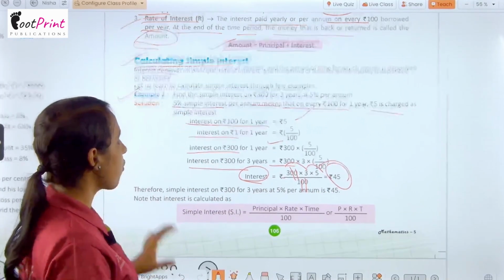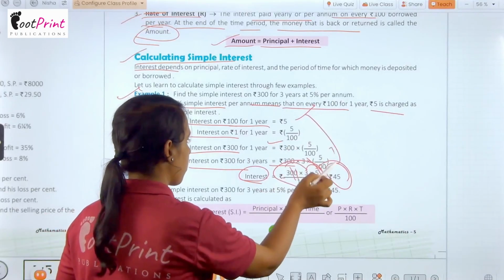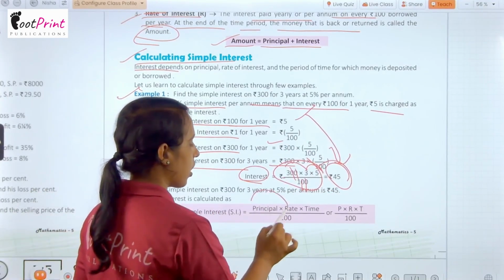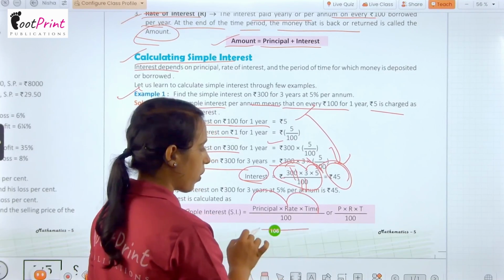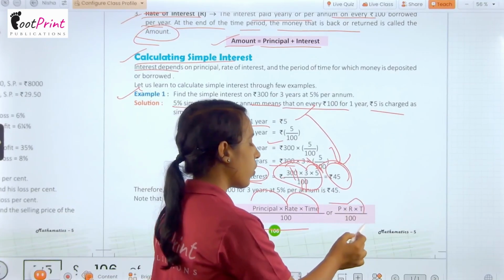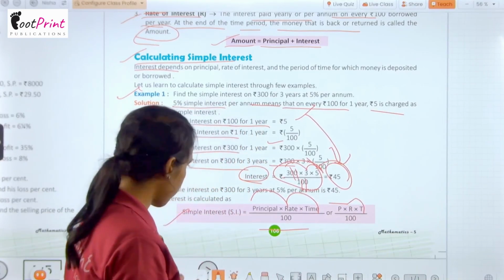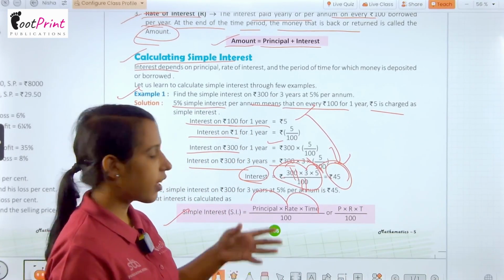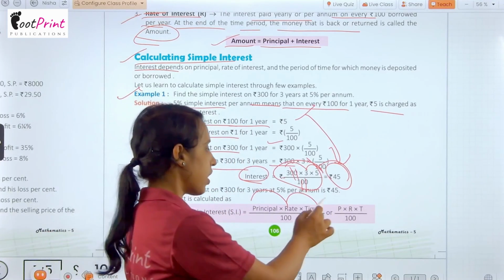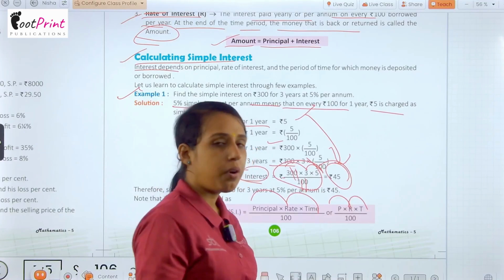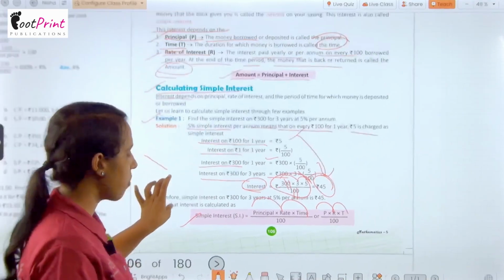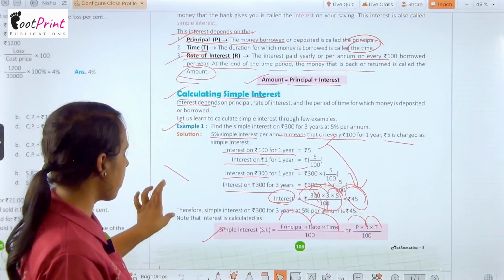And in short, from this process we have the direct formula for finding simple interest, that is principal into rate into time upon 100, or we can write it in short form with capital letters, that is P into R into T upon 100. Okay, so in this manner we can find simple interest. Let's see more examples here.